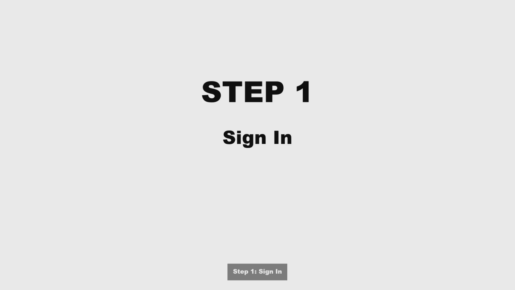Updating your billing address on Amazon is a straightforward process. Follow these steps to ensure your information is current. Step 1. Sign in. Go to the Amazon website and sign into your account using your email and password.